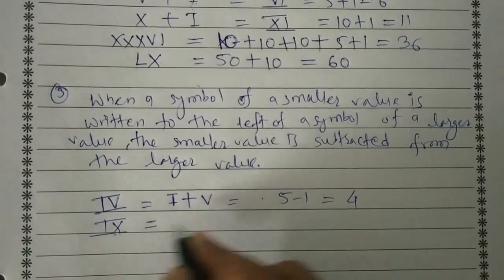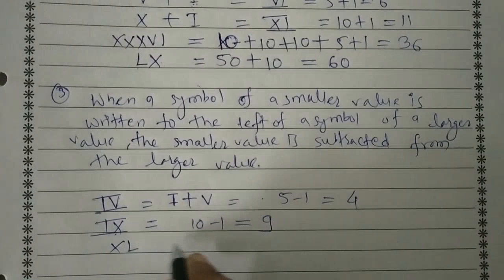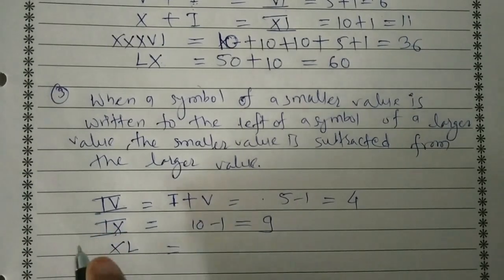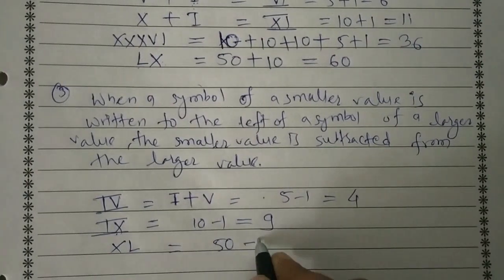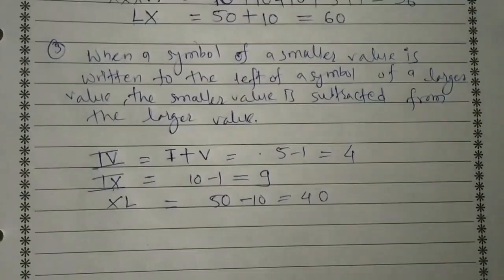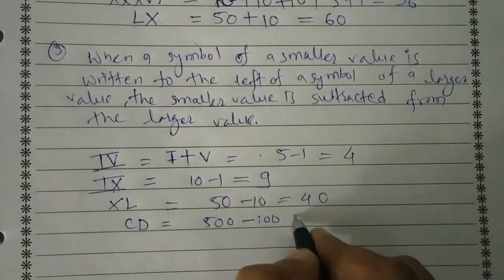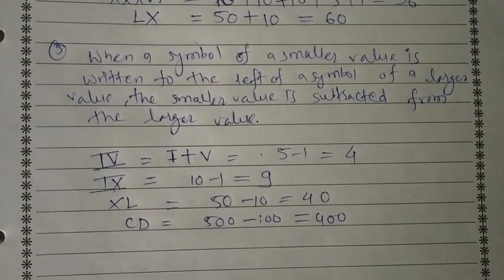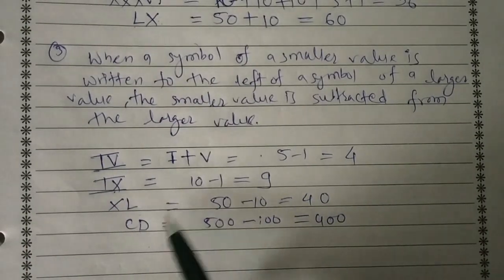Then in the same way I am having this value I and this 10. So here you can see that it has a 1 and it has a 10. So 10 minus 1 will be 9. In the same way XL. The smaller value symbol is written towards the left of the larger one. So they will be subtracted. 50 for L minus 10 is equal to 40. Then I have written CD. D represents 500. C represents 100. It will be 400. So in this way, remember, whenever a symbol of a smaller value is written to the left of a symbol of a larger value, you need to subtract the smaller value from the larger one.